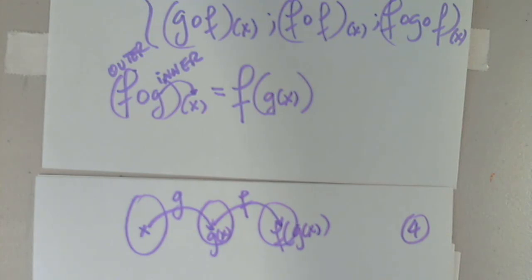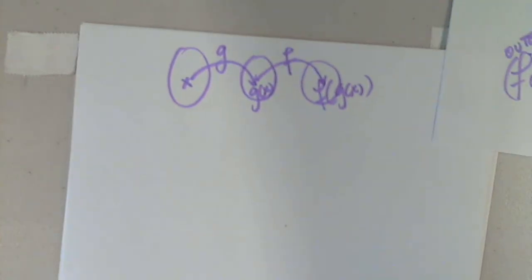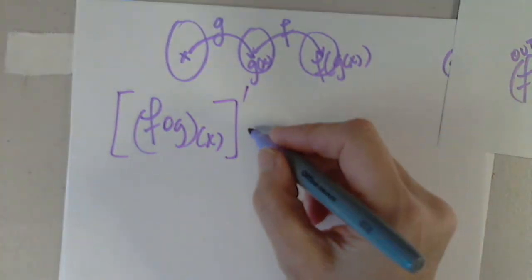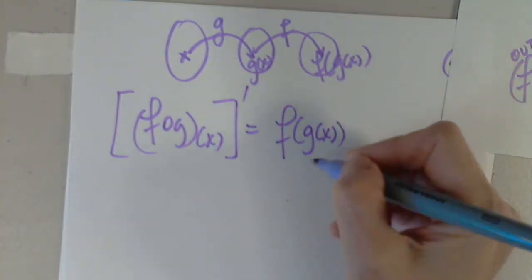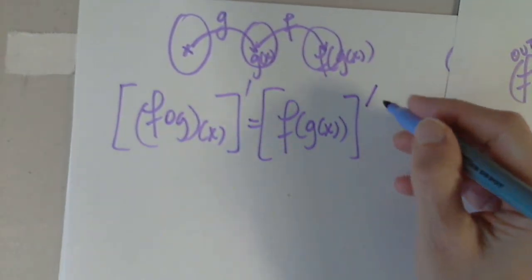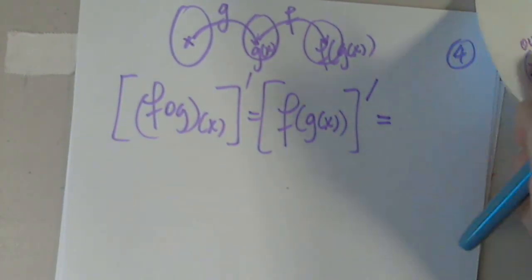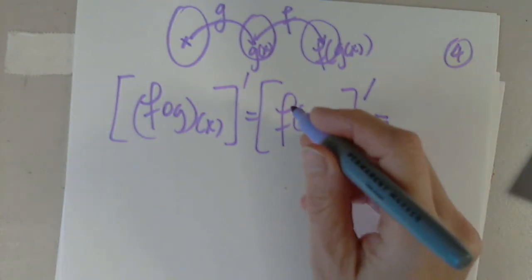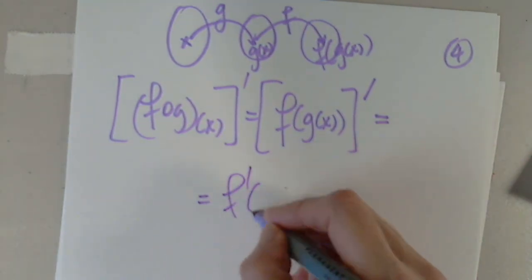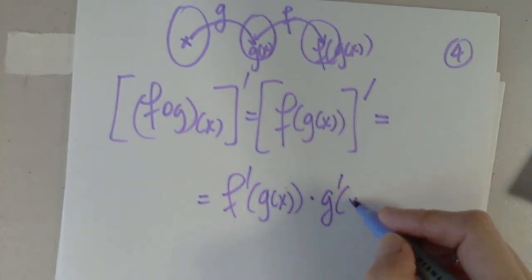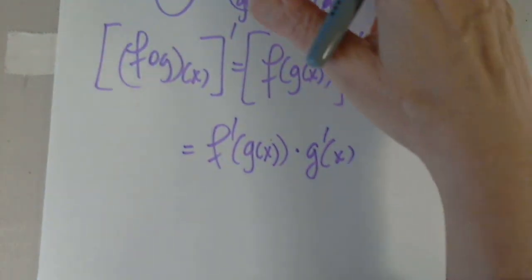Finally, how do I differentiate this? Differentiating f comp g of x is obviously the same as differentiating f of g of x, because that's what f comp g is. Now, remember how we decomposed it? We went from the inner to the outermost. Well, when we differentiate, we go the other way. I differentiate the outer, I get f prime of g of x, and now times the inner function prime. So this is what we call the chain rule.